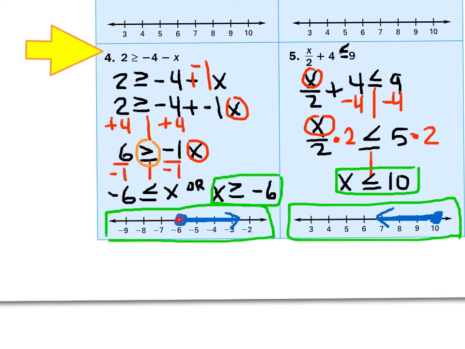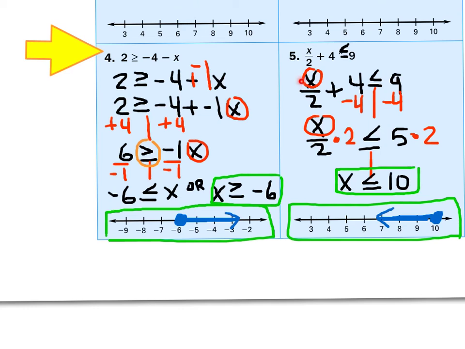So I put a solid closed dot on negative 6 because it could be equal to it, and I shade everything larger, everything to the right. Take a look at number 5. X over 2 plus 4 is less than or equal to 9. So I copied the inequality.